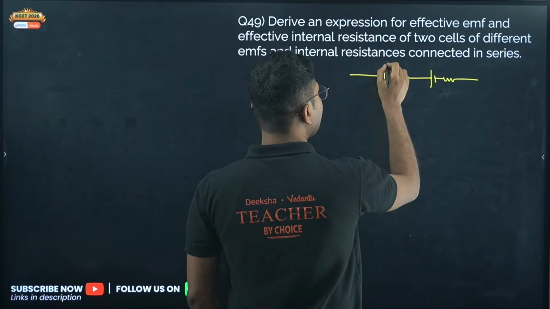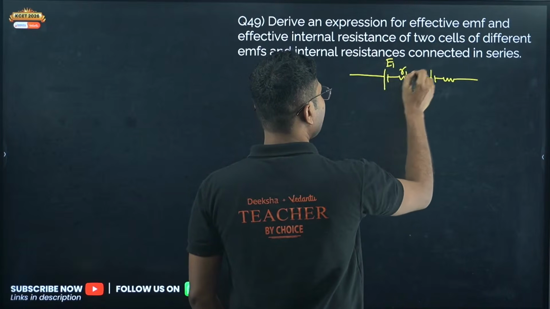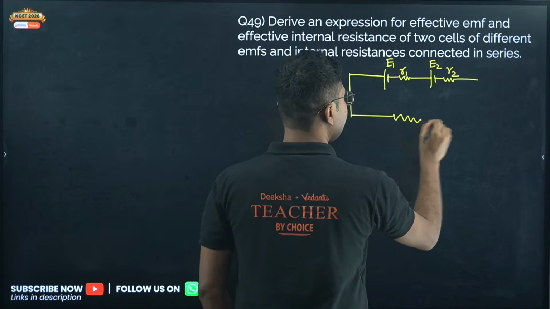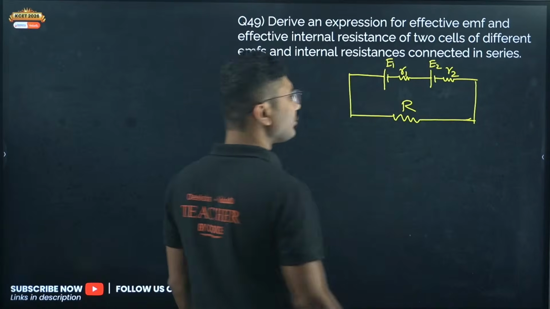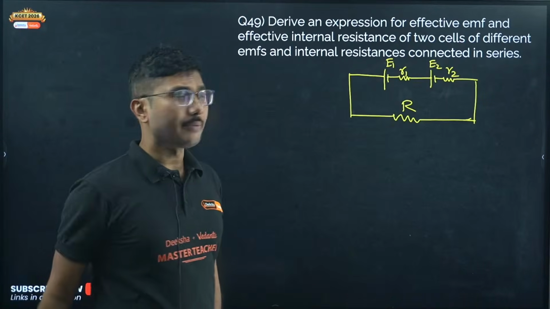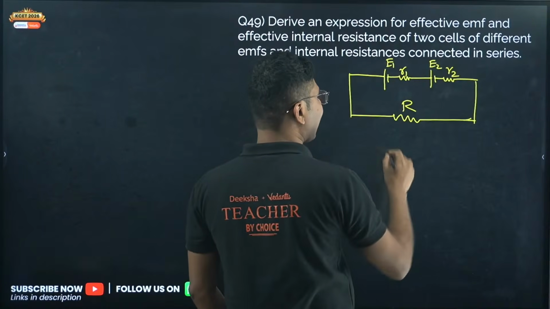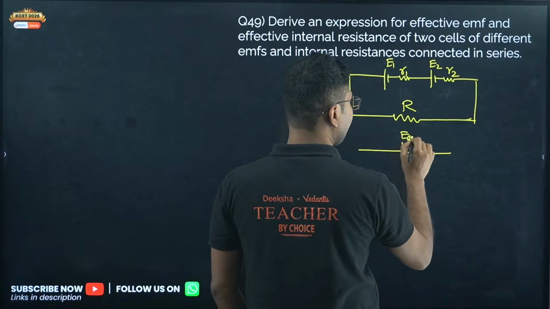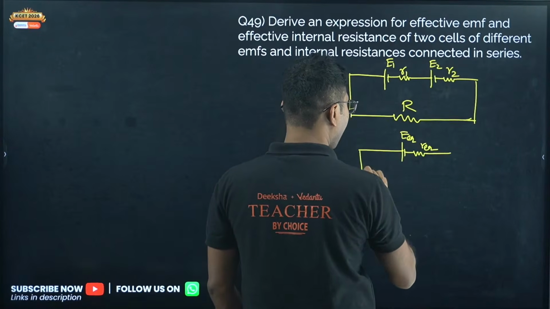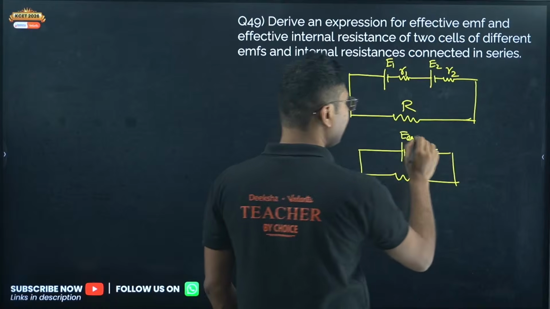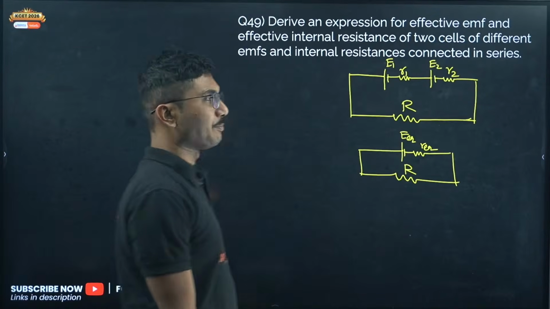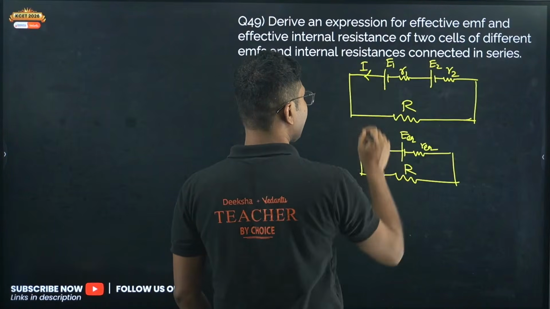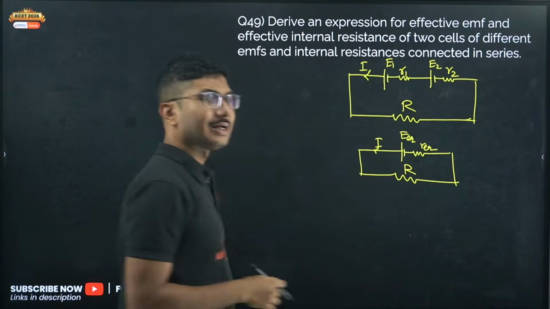Two cells, say E1, R1, E2, R2, connected across external resistance capital R. So this is the circuit given to you. What you have to do? You have to replace these two batteries using only one battery. That battery is the equivalent battery, and we have to find this equivalent EMF and equivalent internal resistance. External resistance will be same. Now what thing remains same? The current. In series combination, current is constant.